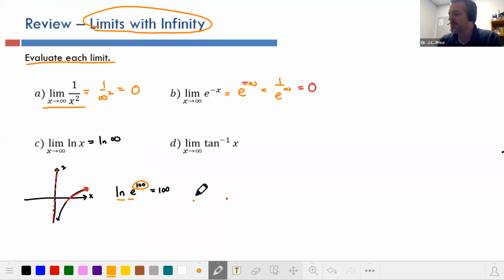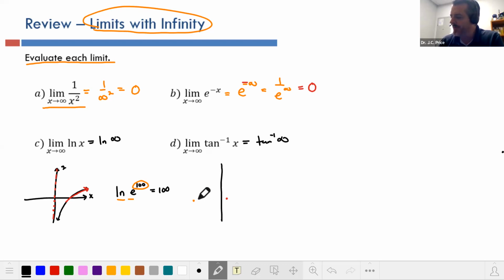Okay, one last problem that's kind of tricky. So this one, plug in infinity. So we have tan inverse of infinity. Now this one's pretty tricky because I bet a lot of you guys don't know what the graph of tan inverse looks like. So let me talk a little bit about it.